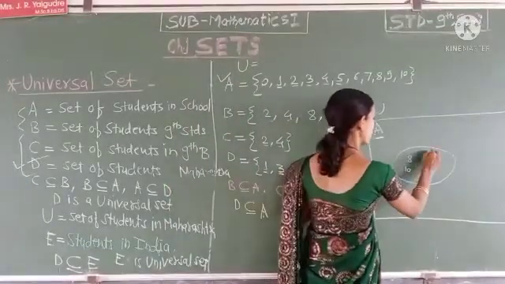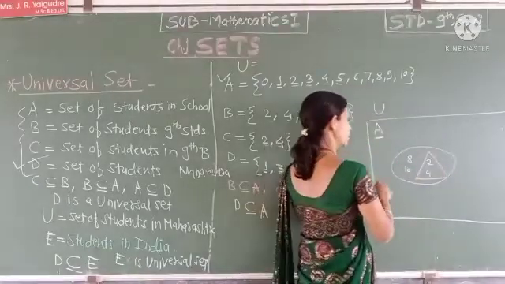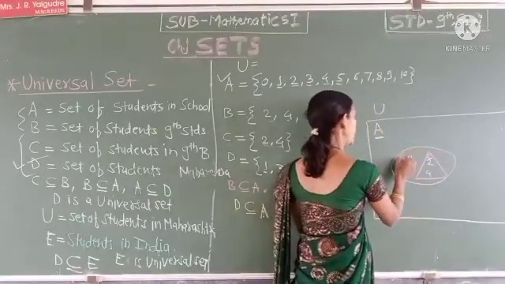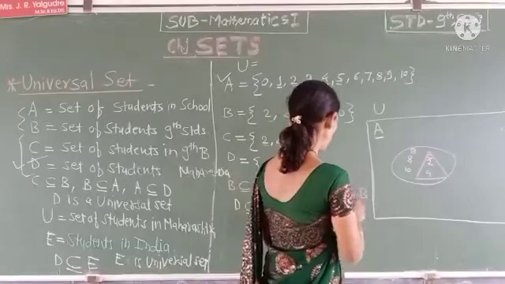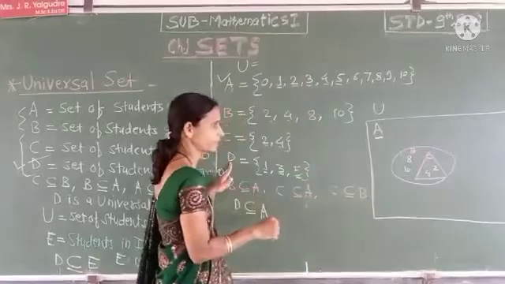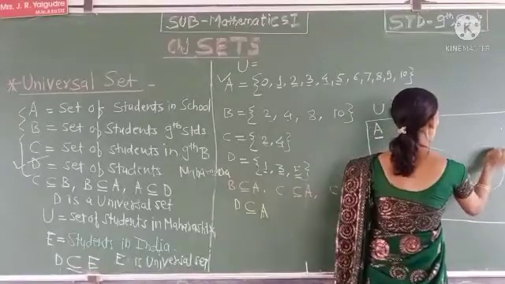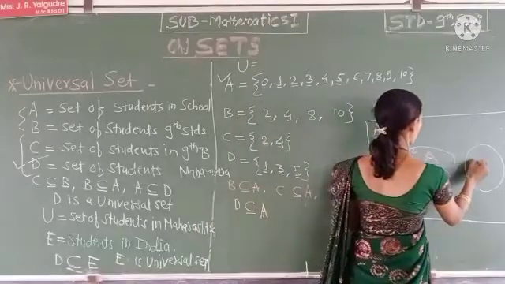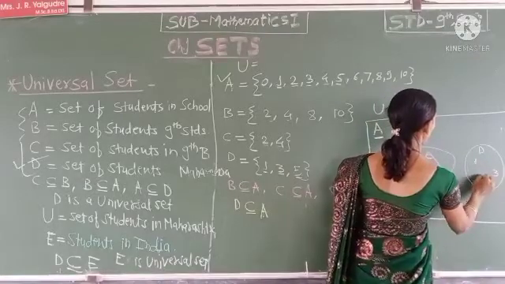Therefore, see here, C is a subset of B. C is a subset of B. And here one more set is there, that is the D set, which is denoted by a circle, in which the members are 1, 3 and 5.